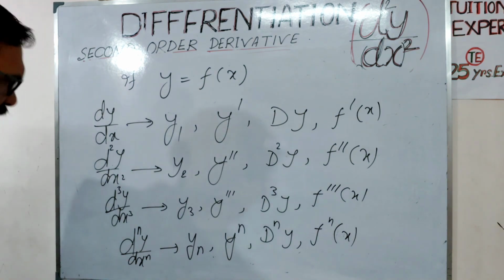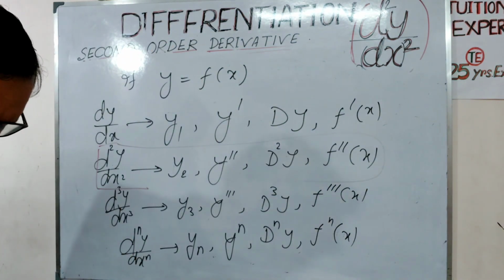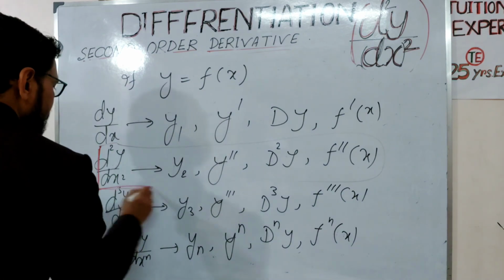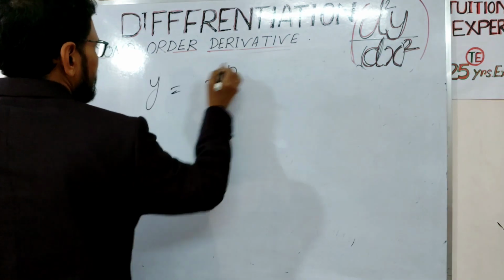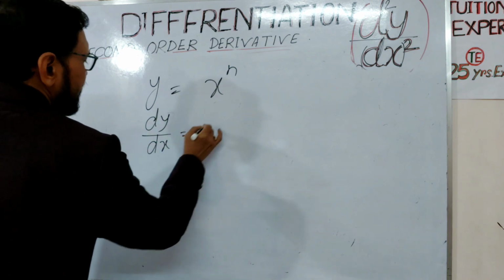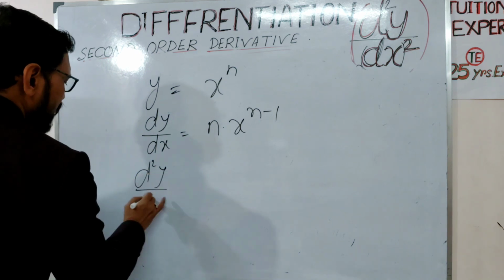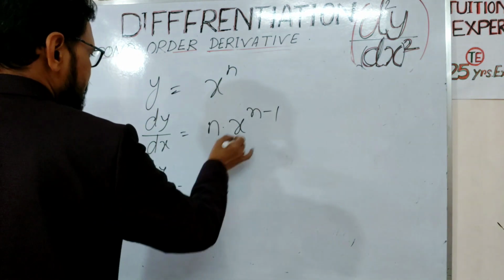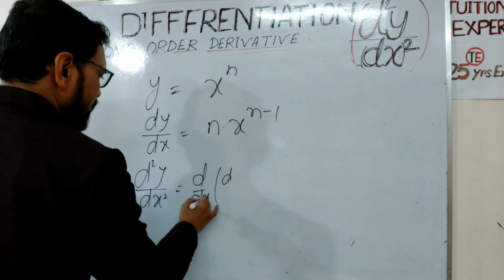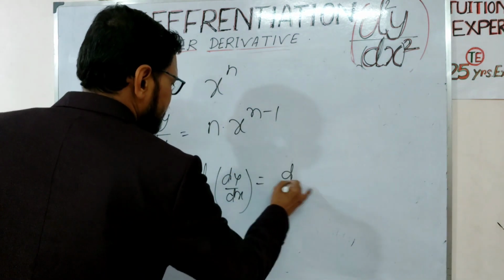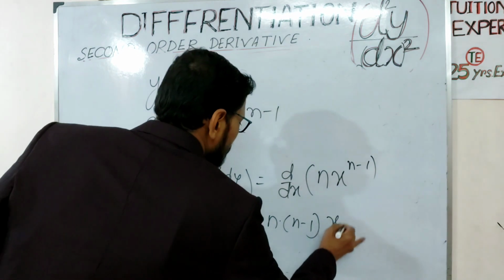So now we study d2y by dx square. Take y equal to x to the power n. dy by dx equals n into x to the power n minus 1. This is the first order derivative. Now again, d2y by dx square means the derivative of this again with respect to x. That is d by dx of dy by dx, which is d by dx of n x to the power n minus 1, which is n into n minus 1 x to the power n minus 2.